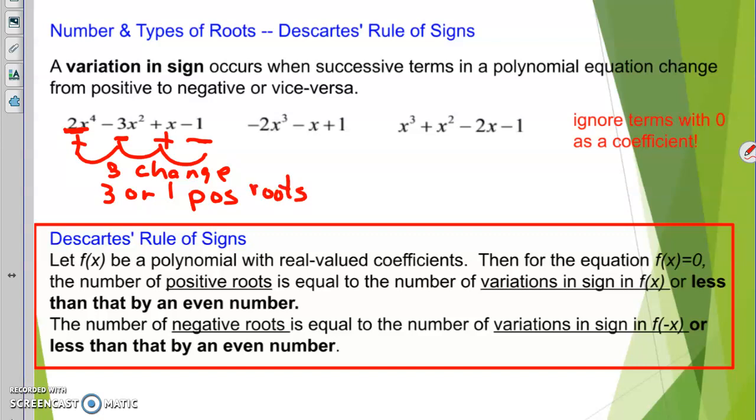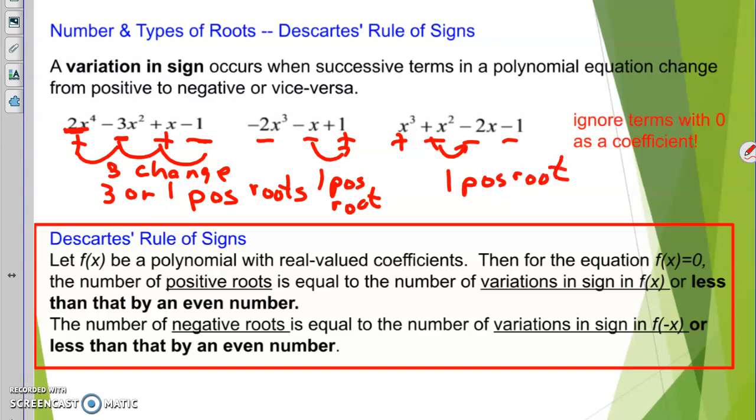In this one, if we look, that's a negative term, that's a negative term, that's a positive term. So there's only 1 change. So this one has 1 positive root. This one's positive, that one's positive, that's negative. So there's only 1 change, so that would be 1 positive root.